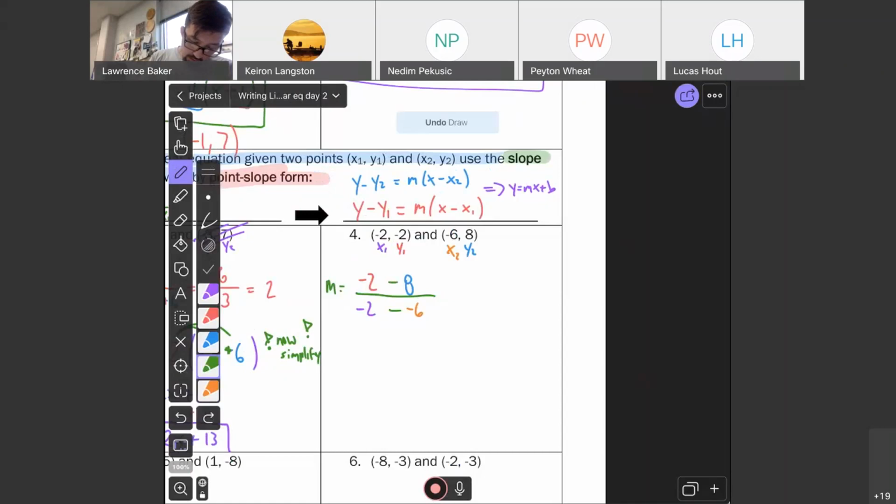So that gives me negative 10. That's going to turn to pluses over 4, which is equal to negative 5 over 2. Just be consistent.